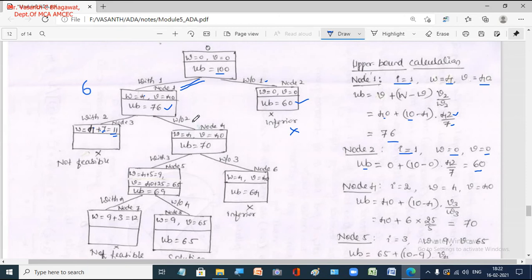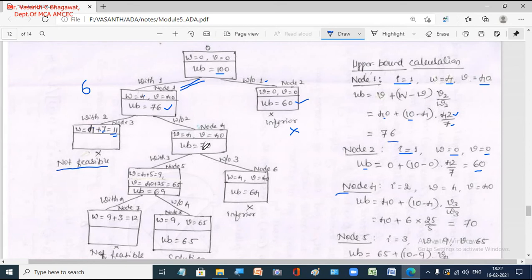Now we will come here, without 2. If you are not selecting the second item, we come to this node. We can call this node 4. So this is the first node, the root node, then second node, third node and fourth node. Now, without the second item, for the fourth node, what is the calculation? i is equal to how much now? 2, because you are scanning the second item.